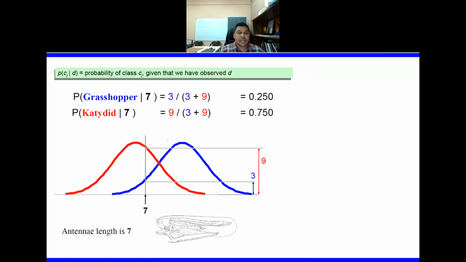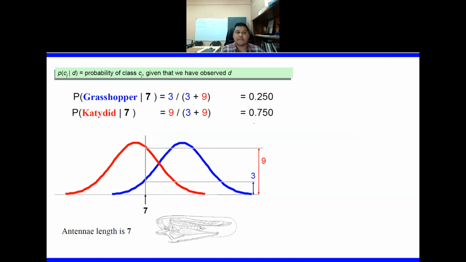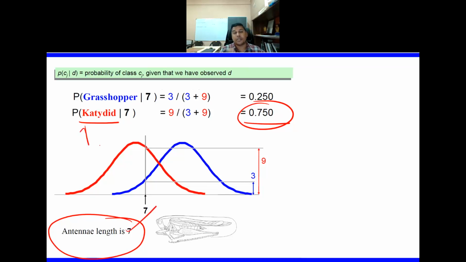Let's take another example. Okay, now the given antenna length is 7. If I draw a line here, what is the point on this? It is 9. The point here on this is 3. So the probability that it's a grasshopper is 3 by 3 plus 9, which is 0.25, and 9 by 3 plus 9 is 0.75. It means given antenna length of 7, the probability that it belongs to the katydid class is 0.75. I will say 75%. I am confident that given antenna length 7, it is a katydid, but I am only 75% confident. That is in terms of probability.